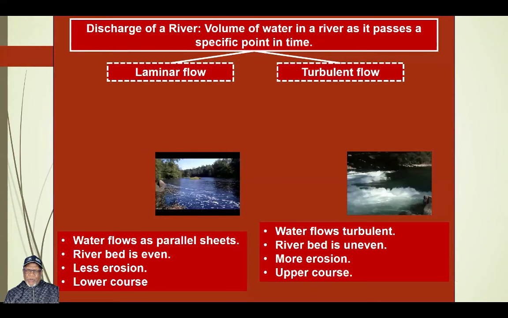Okay. Now, what are we looking at here? We're looking at a river discharge. What is a river discharge? A river discharge refers to the volume of water in a river as it passes a specific point in time. And this river discharge can be high at a particular point in time, or it can be low.